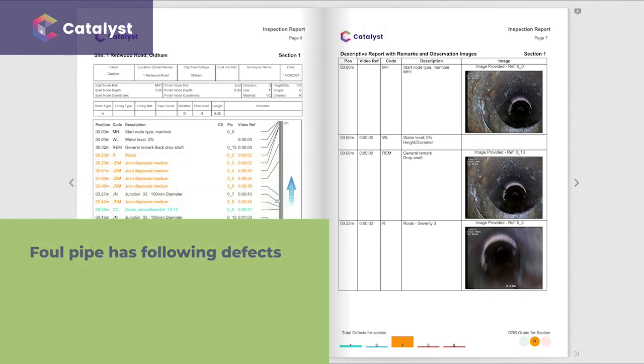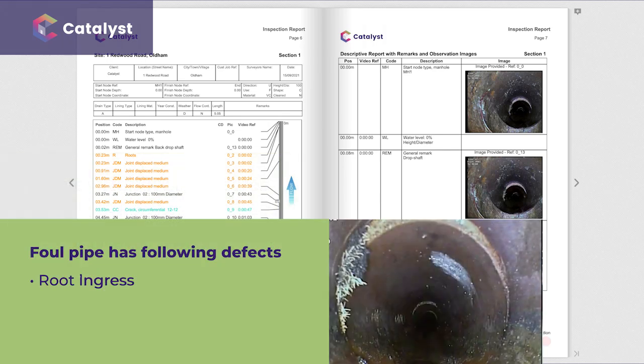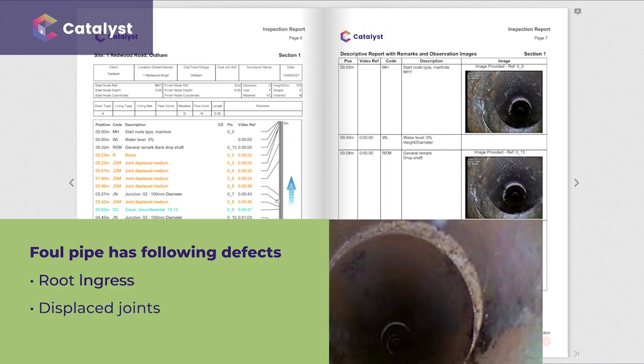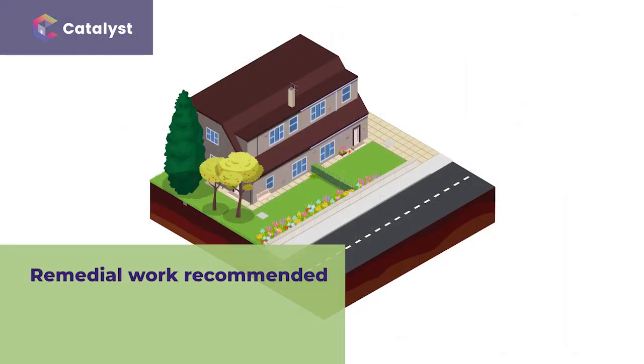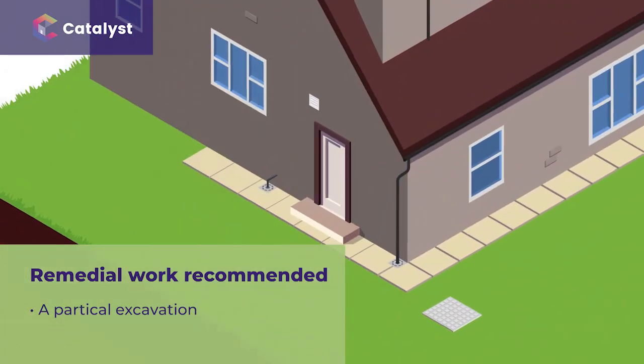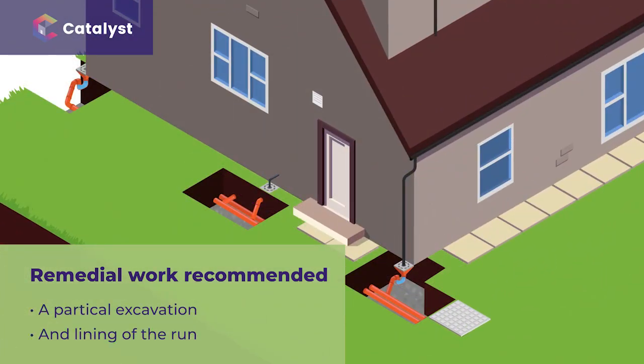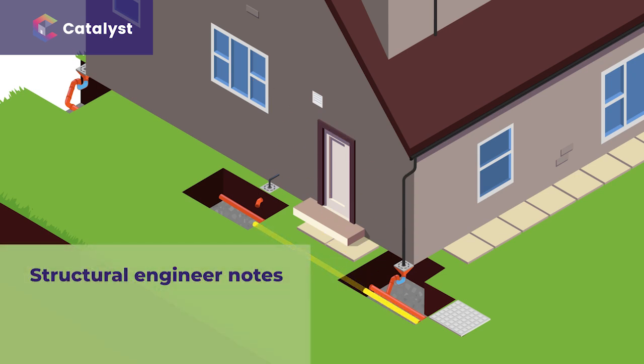The survey report reveals a pipe has the following defects: root ingress, displaced joints and cracks. Remedial work the report recommends is a partial excavation and lining of the run. The survey also notes the structural engineer may feel the damage on this section is outside the zone of influence.